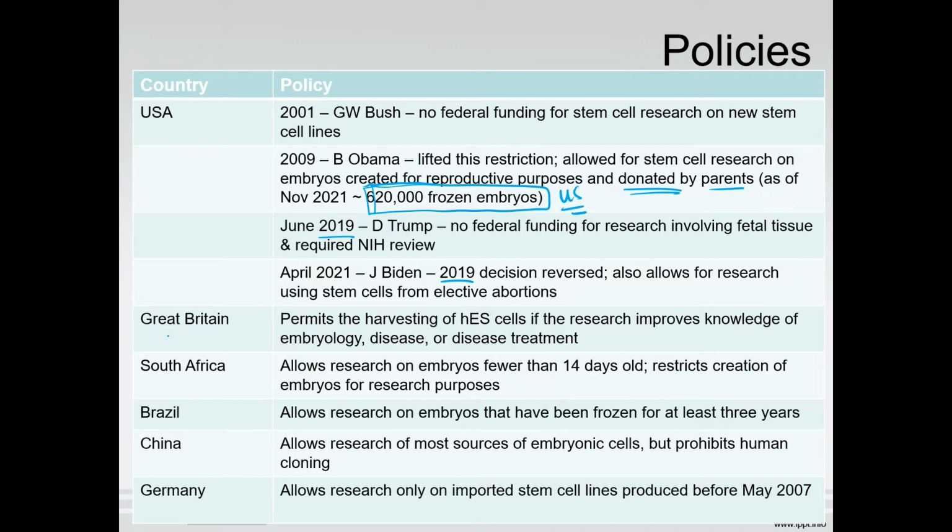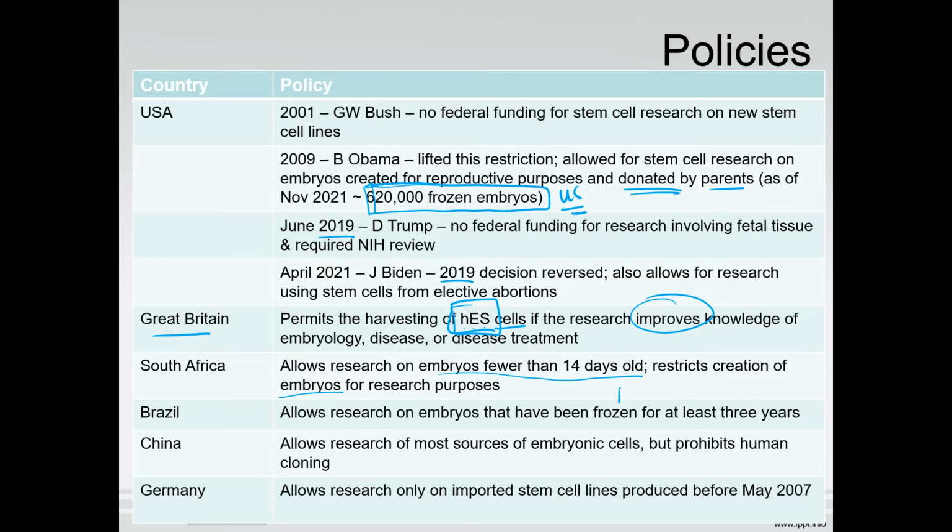In other countries, there are different, well, sometimes similar, sometimes different policies. So in Great Britain, you can harvest human embryonic stem cells, HES, if the research improves knowledge of embryology, disease, or disease treatment. I don't know who gets to decide that research is improving that knowledge, but hey, it's a good goal. In South Africa, if an embryo is fewer than 14 days old, you can use them for stem cell research, but you can't make an embryo to harvest it before 14 days.